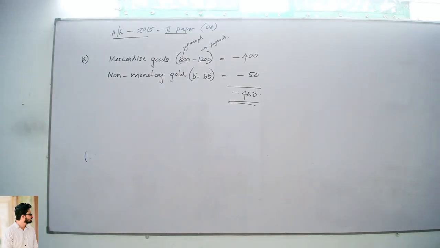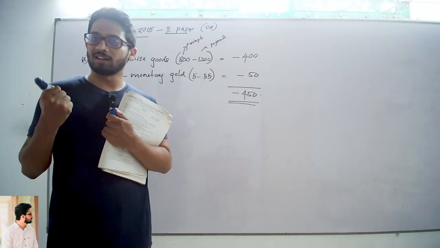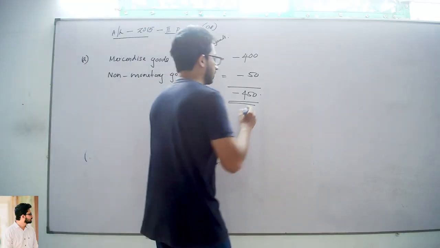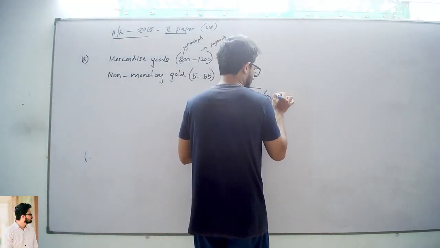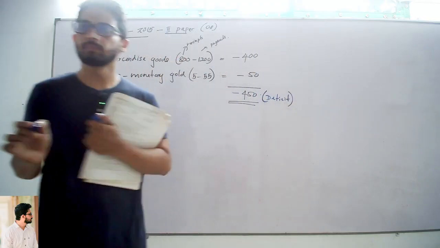Tell me, trade in goods, the final balance: is it a deficit or a surplus? Deficit. So we can proudly say that we have a trade in goods deficit. Okay, deficit. If you have any doubt, please let me know.